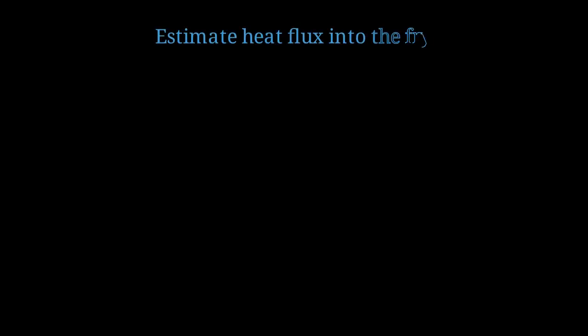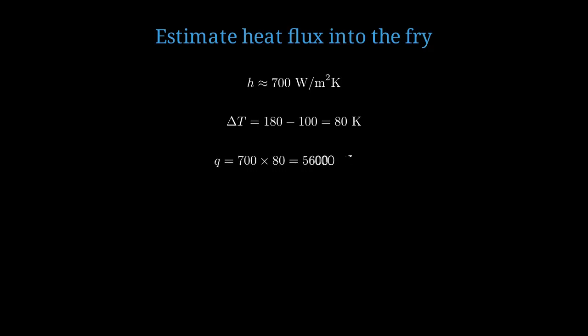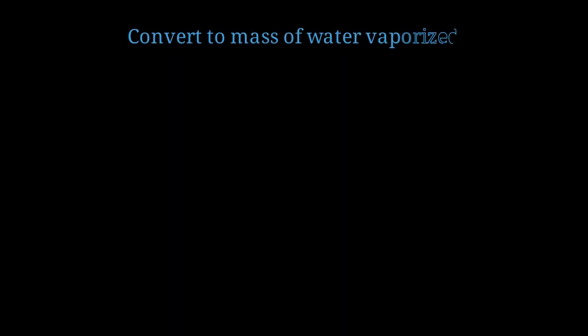Let's estimate the heat flux. The heat transfer coefficient for boiling is approximately 500 to 1000 watts per square meter Kelvin. We'll use 700. H equals approximately 700 watts per square meter Kelvin. Temperature difference equals 180 minus 100 equals 80 Kelvin. Heat flux equals 700 times 80 equals 56,000 watts per square meter. Total heat transfer equals heat flux times area equals 56,000 times 0.00157, approximately 88 watts. The latent heat of vaporization of water is approximately 2200 kilojoules per kilogram.